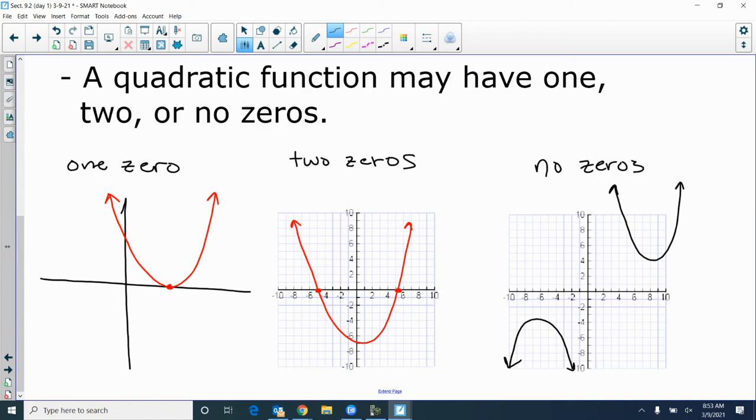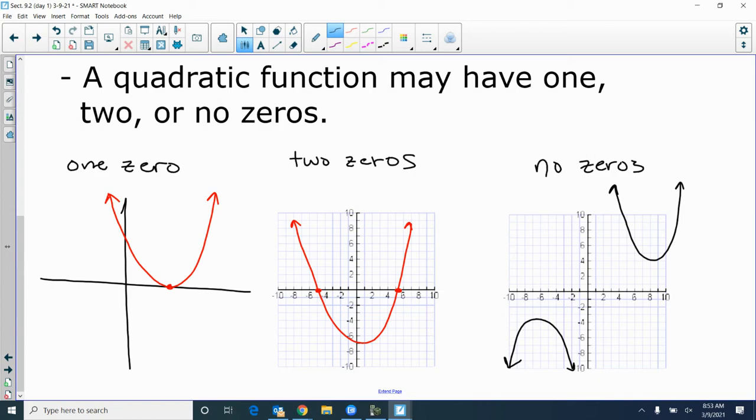Okay. So what does it look like when it has 1 zero? It means it's a parabola that opens up and it just hits the x-axis 1 time. Then put 1 zero beside it or below it or somewhere. Right in that gap, right above where it says example 1. Yep, right in that gap.